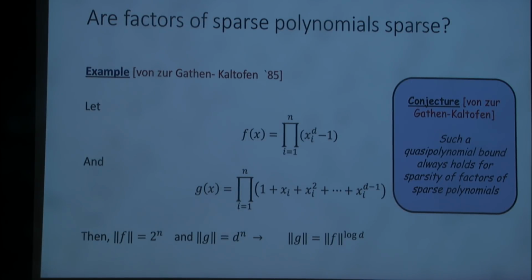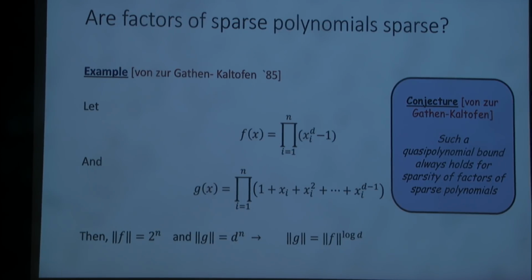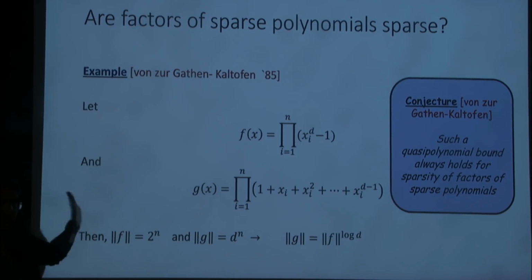Maybe for any sparse polynomial, each factor can have sparsity or density or whatever. The number of monomials can be only quasi-polynomially larger. We don't know the answer to this question. I think this is really interesting.